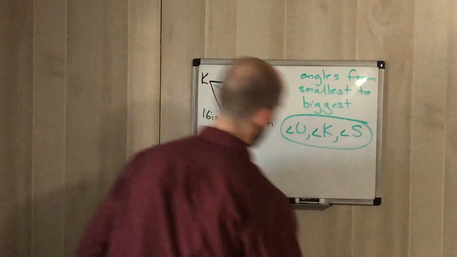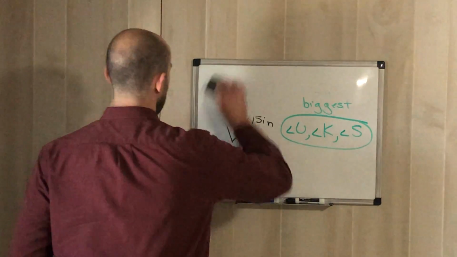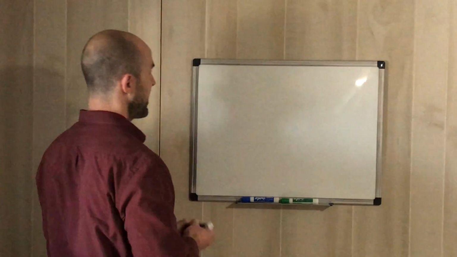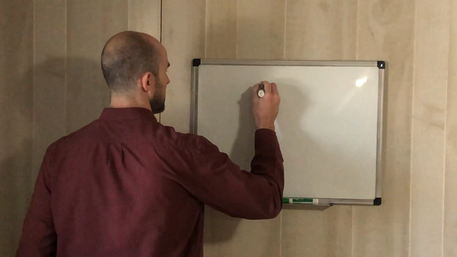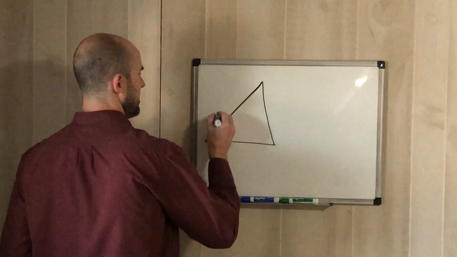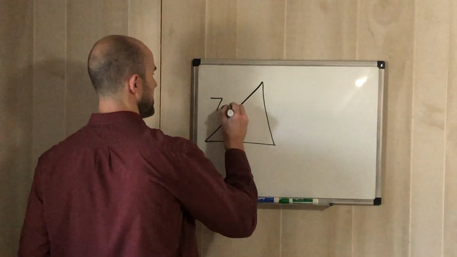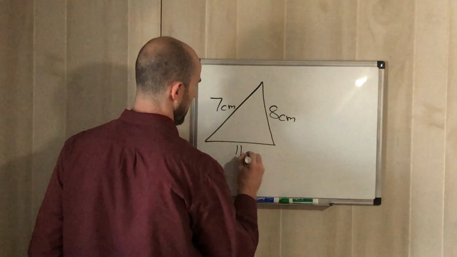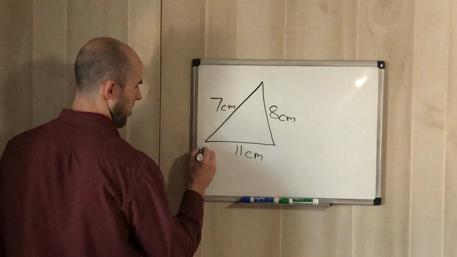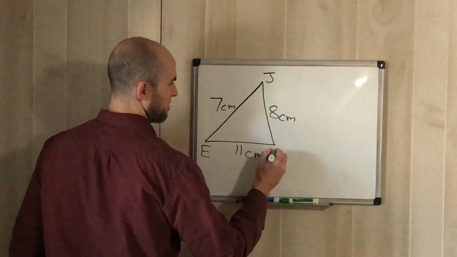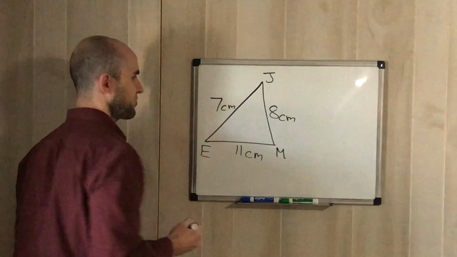And I'll do one more for you to see. But again, drawing those arrows does help a lot, guys. So get comfortable with drawing them, because once you draw them, most of the thinking is already done for you. So let's say, again, last one. Say we have that. This is going to be 7 centimeters. This is going to be 8 centimeters. This is going to be 11 centimeters. Let's make this one E, this one J, and this one here M, right?